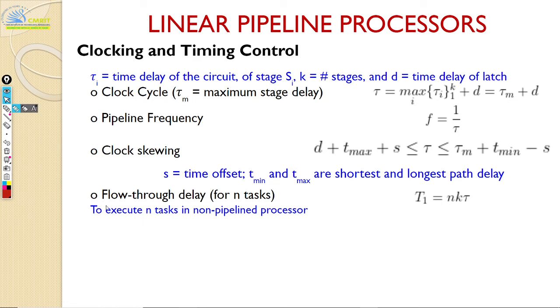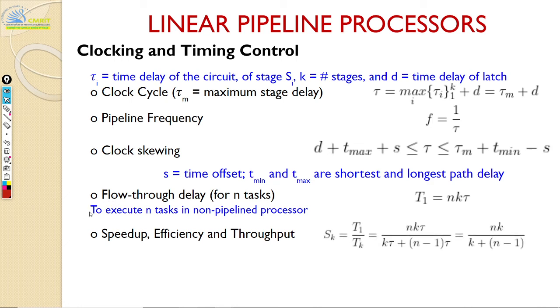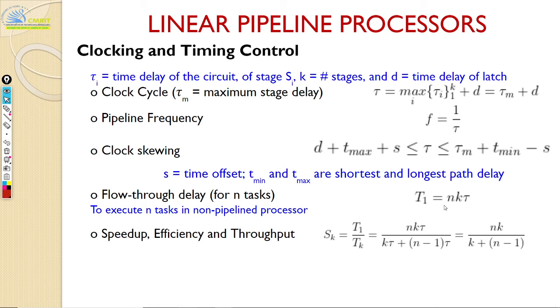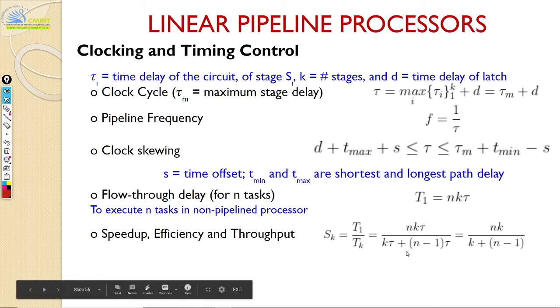The moment we are bringing in a single processor, it means that we are going to find out speed up. There is no other reason why we are going to compare it with a single processor. So speed up, efficiency and throughput. Speed up, how will you calculate? Speed up is S_k equals T1 by Tk. T1 is your uniprocessor or single processor non-pipelined time, n k tau, divided by this expression here. How did you get this expression?